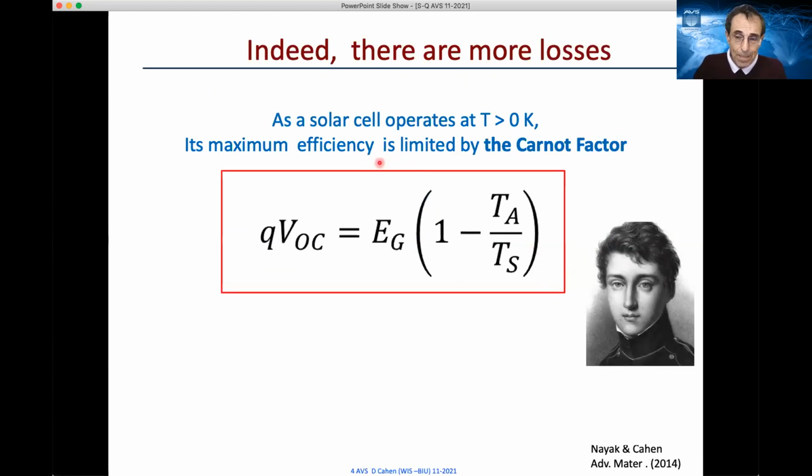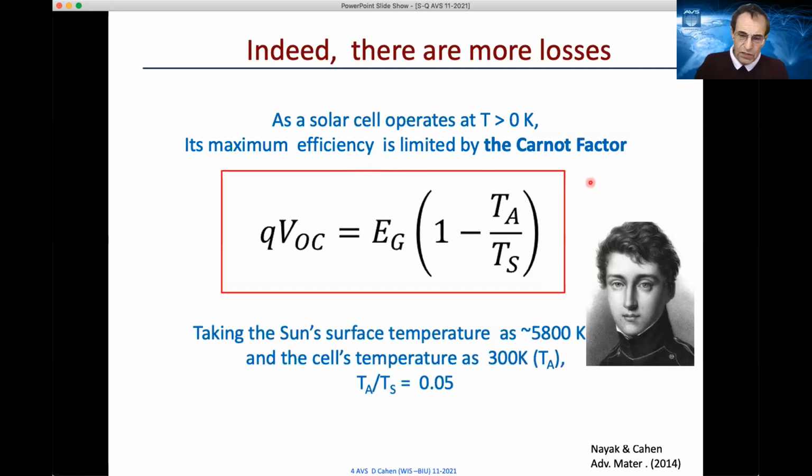The first one is a Carnot loss, because we can do at least a near-equilibrium thermodynamic treatment, and then consider the source at 5,800 K, which is the sun's surface, and room temperature 300 K, where we are. You plug it in here, this is the Carnot factor, and you find that you lose 5% at room temperature. Decrease the temperature or increase the changes. So that's the first loss.